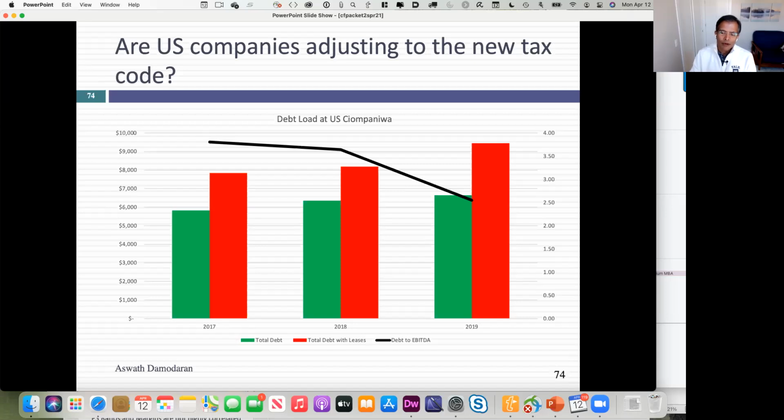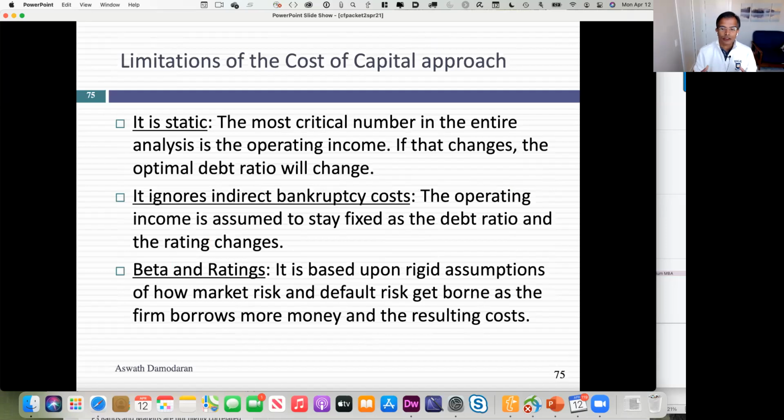But the benefit of debt still remains a tax benefit. And every time the tax rate changes, you're going to see that play out. Any questions on the process of using cost of capital to come up with the optimum?